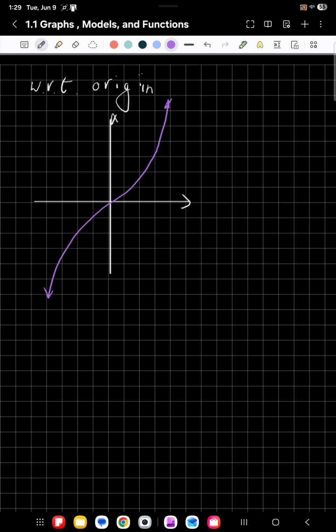Right, so if I have a point, let's say I have a point, this one, x, y. And then if that function is symmetrical with respect to origin, I have a corresponding point right there, also on the graph. Right, negative x, negative y.